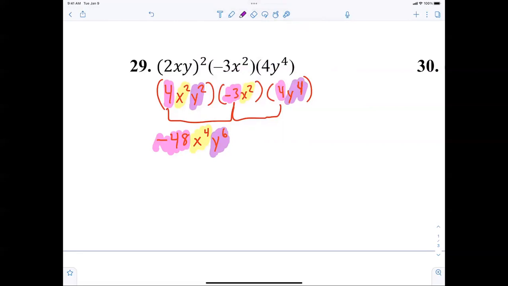Remember what I'm telling you. It doesn't matter what you think. It's what's right. Correct. You multiply those because those are the numbers. Multiply numbers, add exponents.